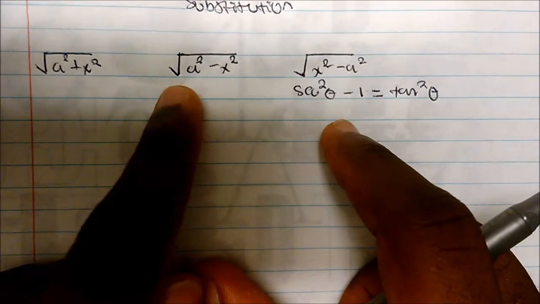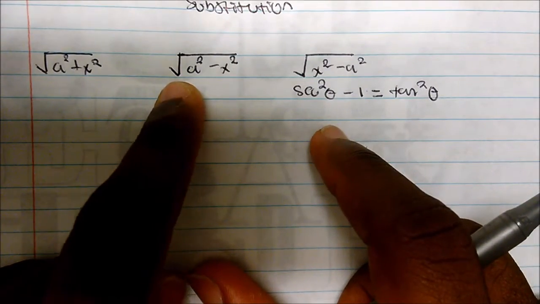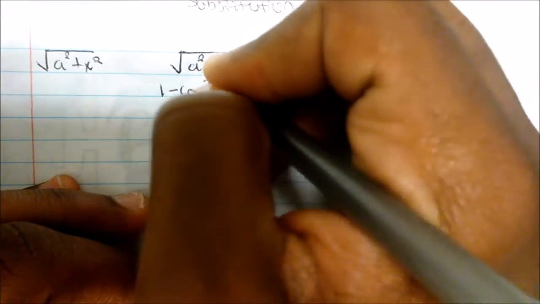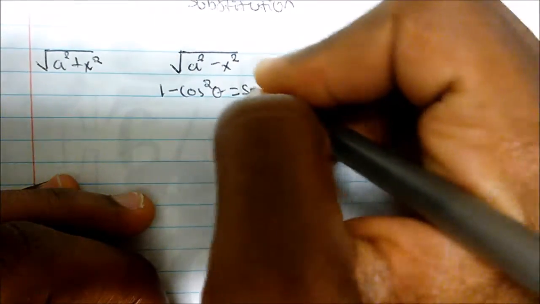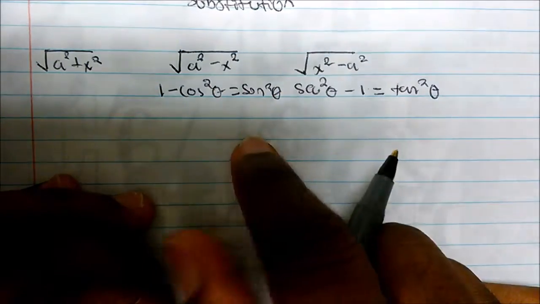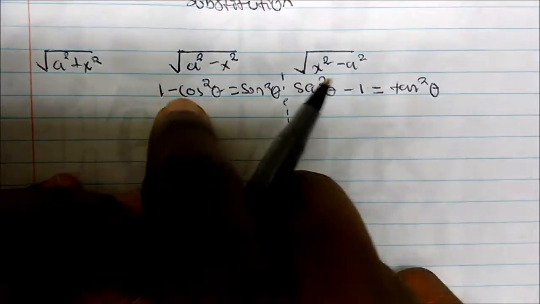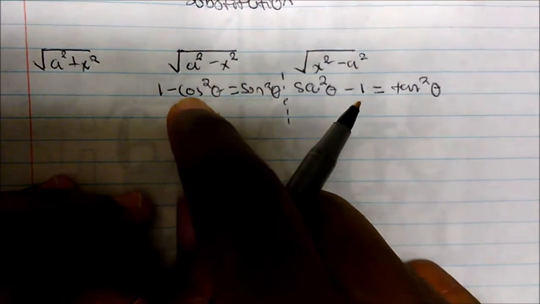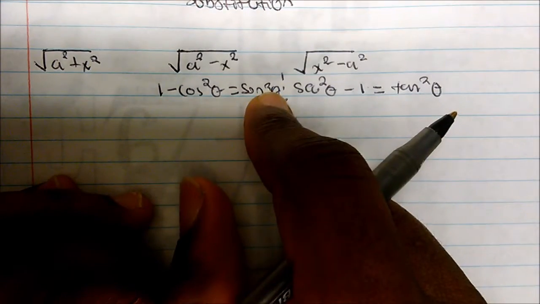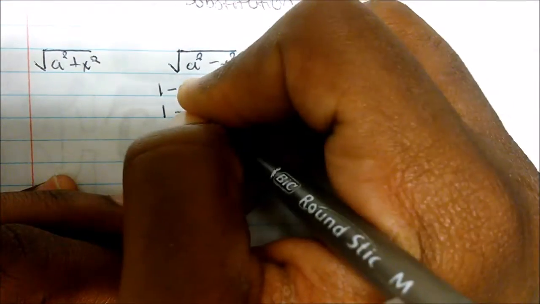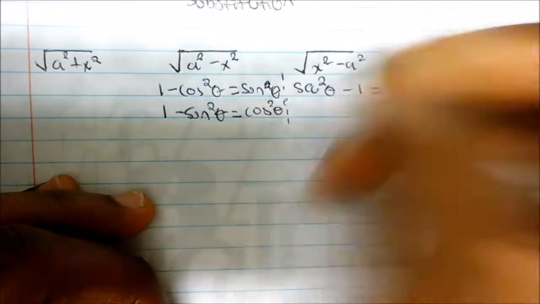Now the form, the square root of a squared minus x squared, this happens to be 1 minus cosine squared of theta, and that is equal to sine squared of theta. Now, I just want to make a distinction here. This could also be 1 minus sine squared of theta, which is equal to cosine squared of theta. So there's two ways for this one.